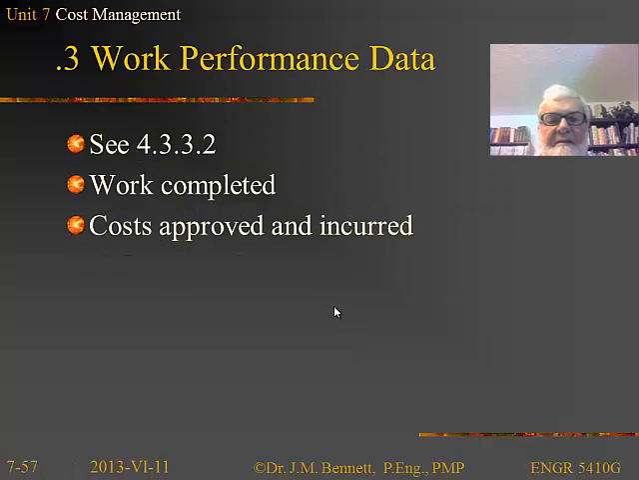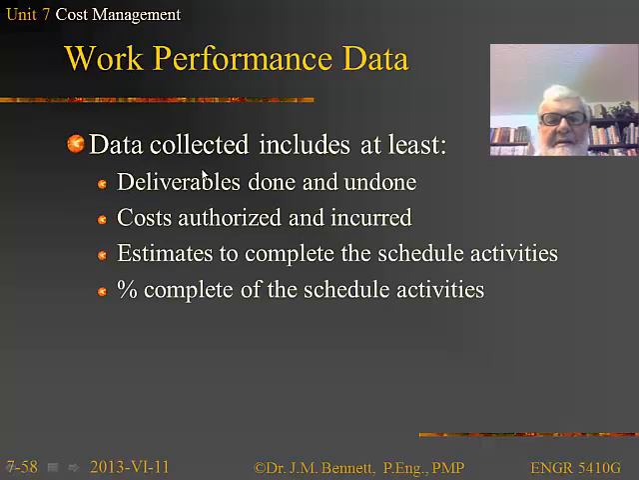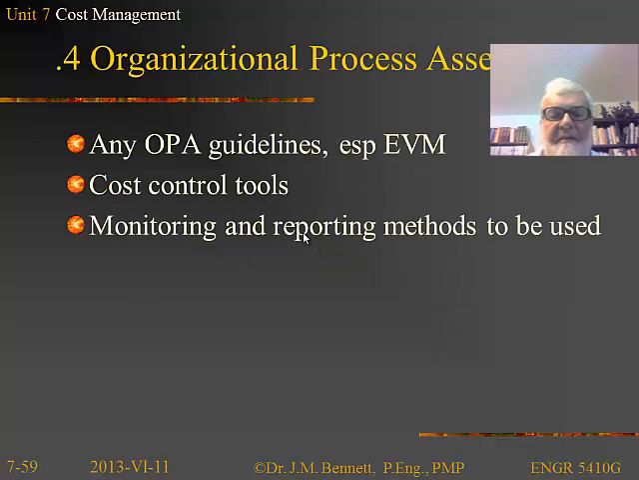The inputs are going to be the standard inputs we've seen before. The work performance data, we've already talked a little bit about back in Unit 4. The work performance data includes things like deliverables that are done or left undone, cost authorized and incurred, estimates to complete the scheduled activities, and percentage of the scheduled activities completed. In terms of OPAs, any OPA guidelines that the organization has we can use, especially if they've mandated earned value, which is highly likely. Those are going to be our primary cost control tools.